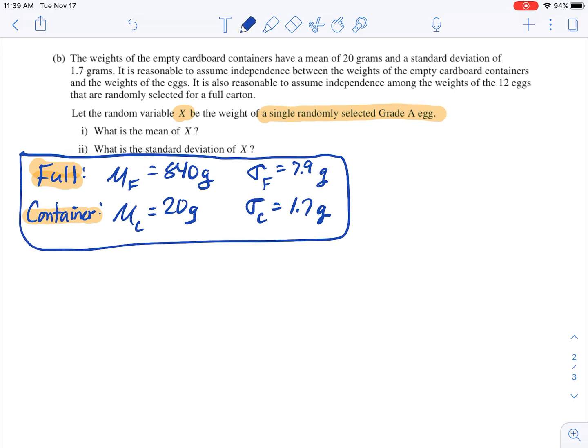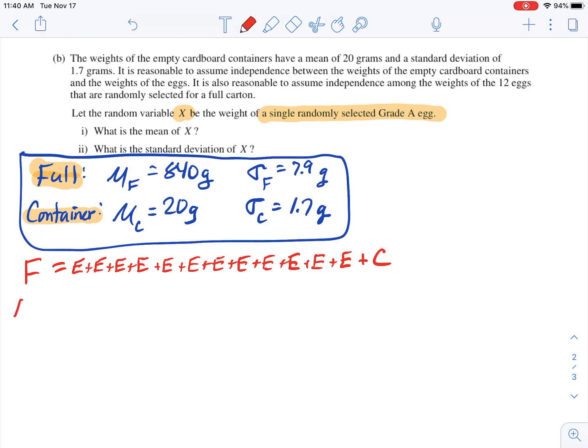So one of the things we may want to write down just to keep our mind straight here: a full container consists of 12 eggs plus a container, or they use the word carton as well. It seems a little bit tedious to write this out this way, but it's really important to realize this is an addition problem. 1, 2, 3, 4, 5, 6, 7, 8, 9, 10, 11, 12. A full container is 12 eggs plus the container or the carton, the cardboard that it's contained in. That's the random variable f.